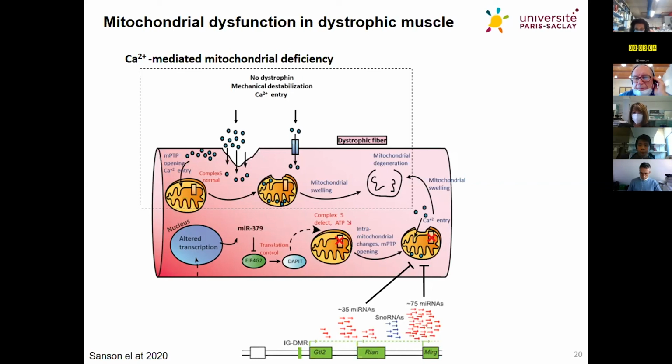Also, concerning the calcium question of before, we are not specialized in calcium toxification of the mitochondria. It's just a common vision to describe.